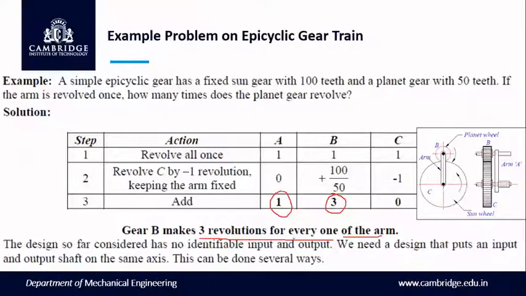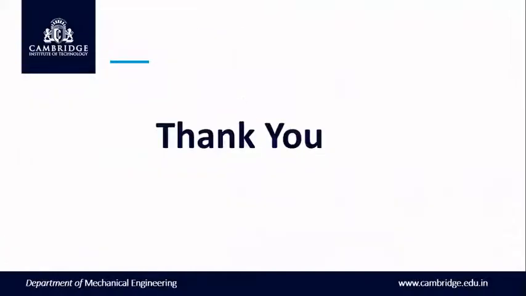So gear B makes 3 revolutions for one rotation of the arm. The design considered so far has no identifiable input and output, so we need a design that puts an input and output shaft on the same axis. This can be done in several ways. This is just an example problem. In upcoming classes, we will discuss a number of problems on gear trains. So this is the introduction to gear trains.